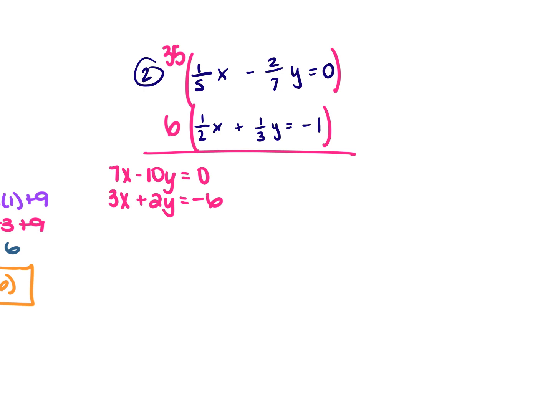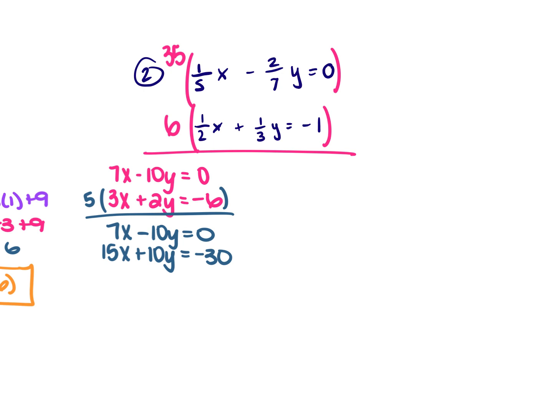They have opposite signs, and you only have to multiply that 2 by a 5 in order to make it a 10. So we're going to multiply that entire bottom equation by 5. So it's going to give us our top equation of 7x minus 10y is equal to 0, staying the same. That bottom equation turns into 15x plus 10y is equal to negative 30. You're going to combine like terms. Your y's cancel. That 7 plus 15 gives you 22x is equal to negative 30.